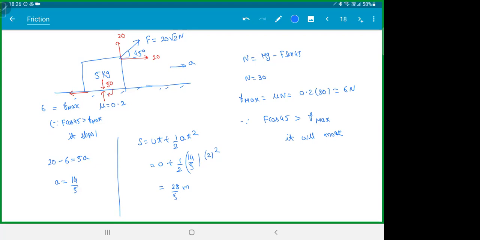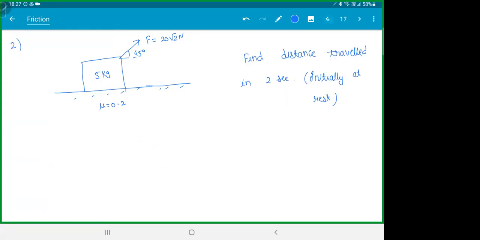Anyone not clear with this? Clear? Go ahead. Try.